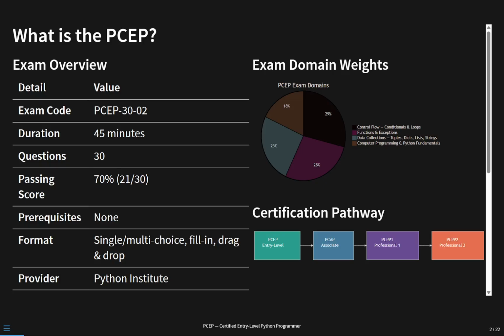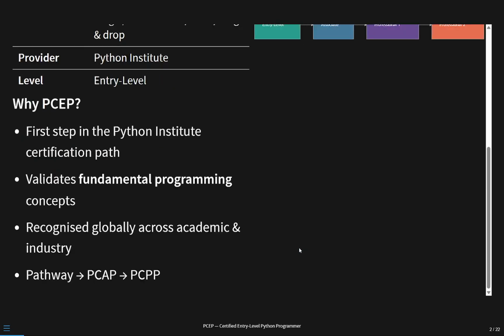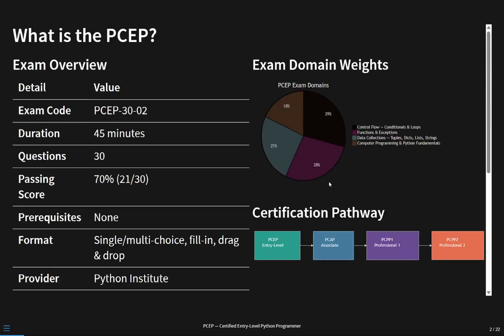The question types mix single and multiple choice, fill in the blank, and drag and drop code ordering. It's delivered online through the Python Institute's OpenEDG platform. Look at the domain weights on the pie chart. The single largest domain is control flow at 29%: conditionals, loops, break, continue, range. Then functions and exceptions at 28%, data collections (lists, tuples, dicts, strings, sets) at 25%, and computer programming and Python fundamentals at 18%. Together, that's 100%, and those four areas cover everything on the exam.